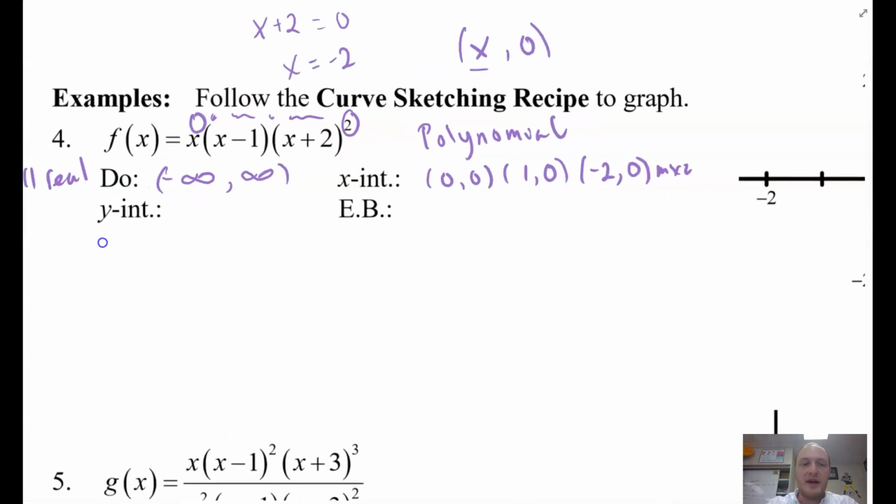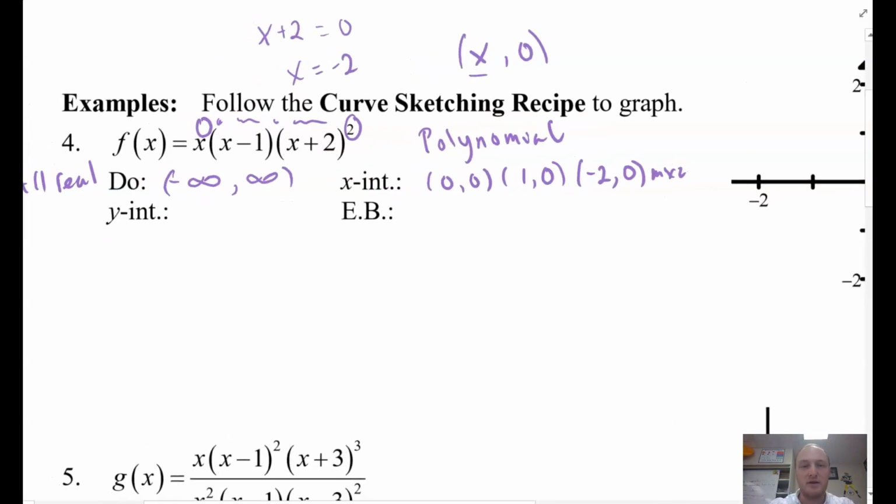Third, we have a y-intercept to calculate, okay? And remember, a y-intercept is when we plug in 0 for x, and we get a y value. So if I plug in a 0 for all my x values, I get a 0 here, and everything else is going to go to 0. So what I have is 0, 0. Okay, there's my y-intercept, right?